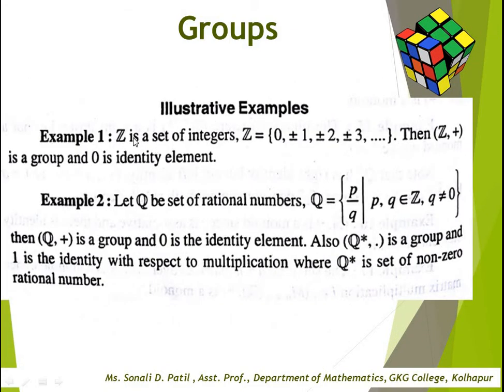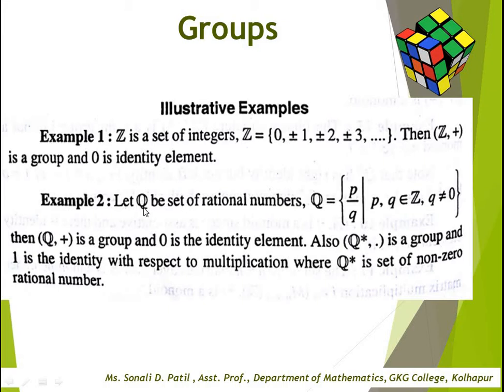So for example, Z is a set of integers. So Z is equal to the set of 0, plus minus 1, plus minus 2, plus minus 3, and so on. Then (Z, +) is a group and 0 is the identity element. Here we apply the binary operation addition on the set of integers, then we get (Z, +) is a group and 0 is our identity element.